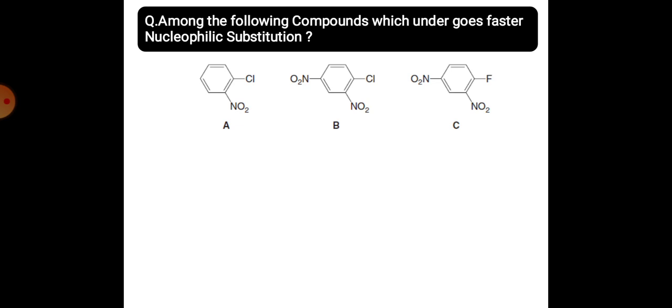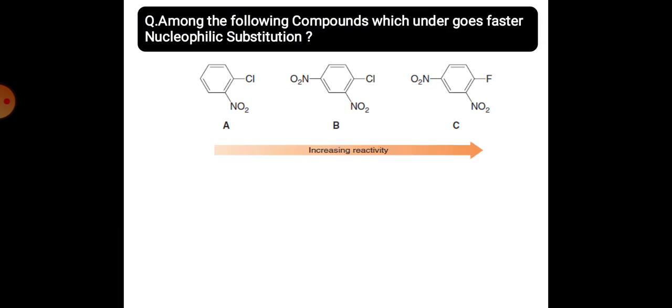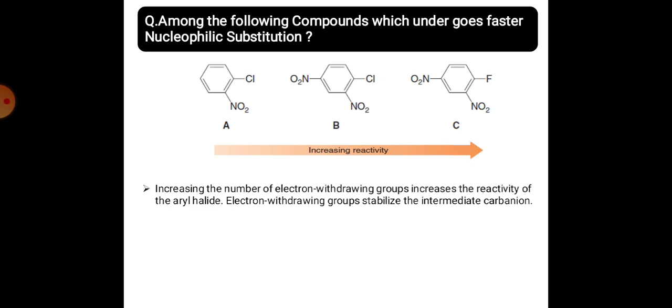As you know, nucleophilic substitution is enhanced with increasing electron withdrawing groups. With more electron withdrawing groups, the reactivity increases. And secondly, the electronegativity of the halogen. The more electronegative halogen withdraws the maximum electron density and stabilizes the carbanion. So there are two factors. This is the increasing reactivity from A to B, B to C, because in C, a more electronegative halogen is there, and secondly we have more nitro groups also. There are two factors for that.